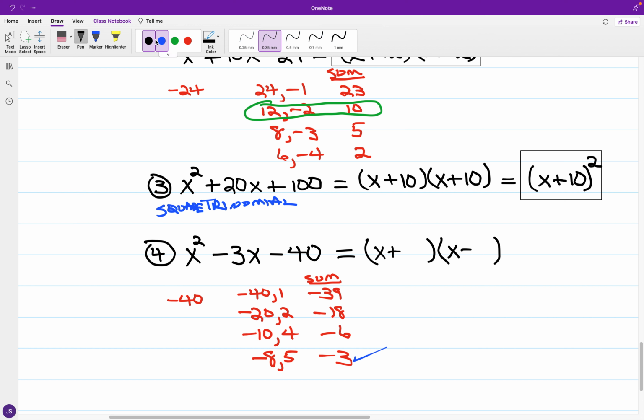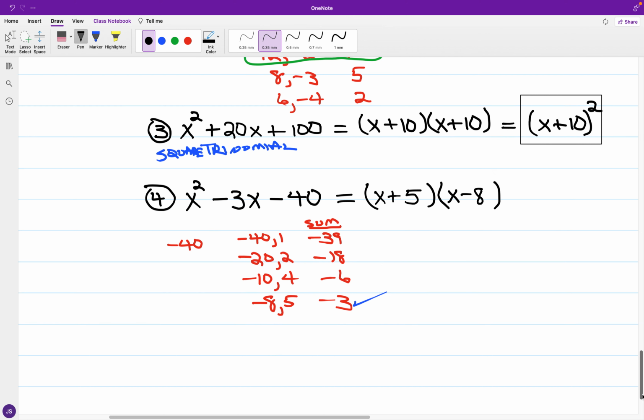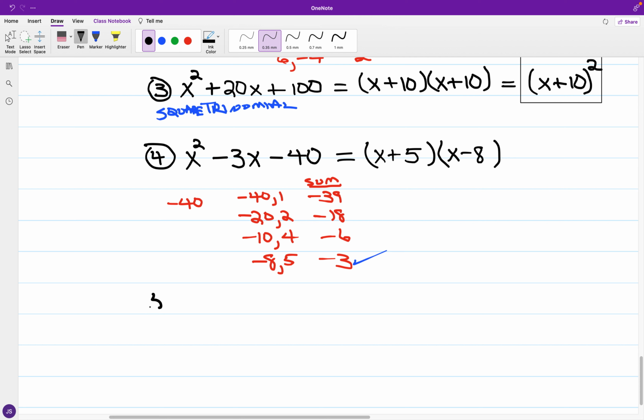And so to fill in, for the positive and negative factors, more weight will be given to the subtraction. So we have x minus 8. Now on the plus side we have x plus 5. And sort of staying on this page, if I had, let's say, x squared minus 18x minus 40.